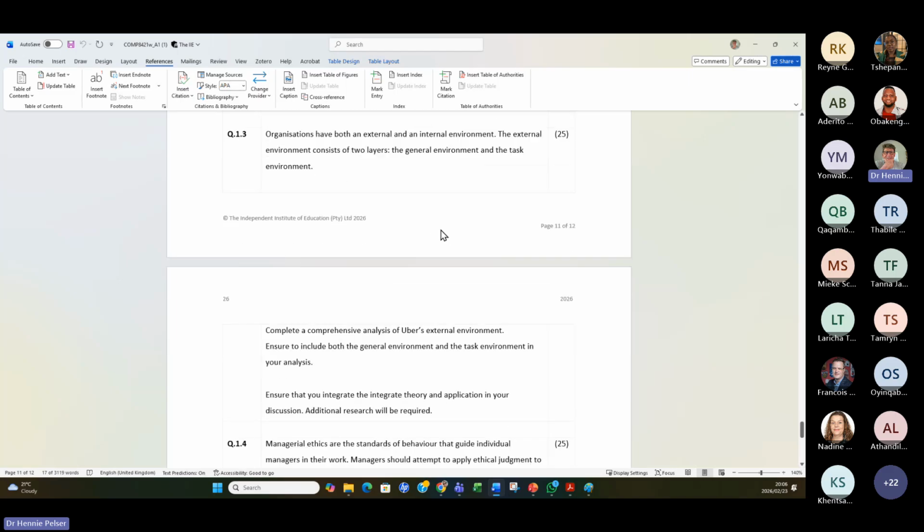Okay, the next one there, guys. We talk about internal and external environments. External environment, the general and the task environment. Here, what I want you to do is to do a comprehensive analysis of the external environment. So we are going to look at both the factors in the industry, and we are going to look at the factors amongst the PESTLE type options.